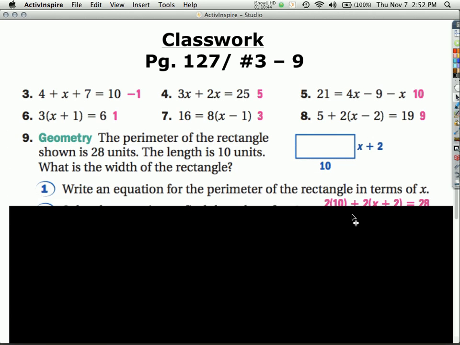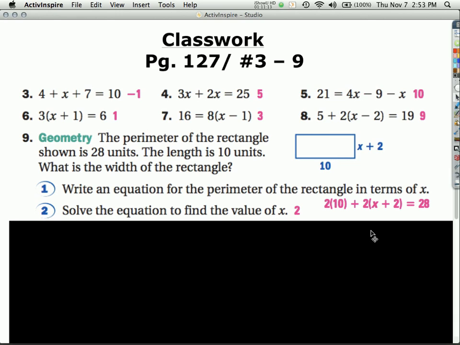Now, the first one, the publisher did it in a slightly more advanced way. I think that's kind of overkill. If you did it this way, then you're a level above my expectation, and that's fantastic. I would have just written down, the same way we did the example, 10 plus x plus 2 plus 10 plus x plus 2 equals 28. That's really what I was looking for, but if you did this, that's fantastic.